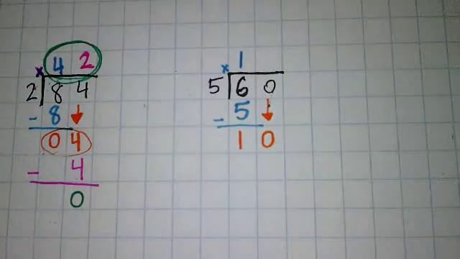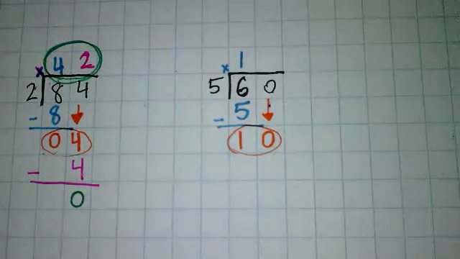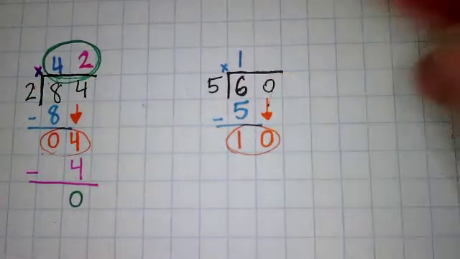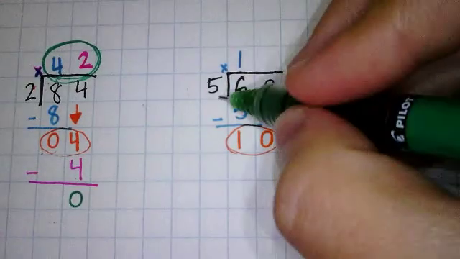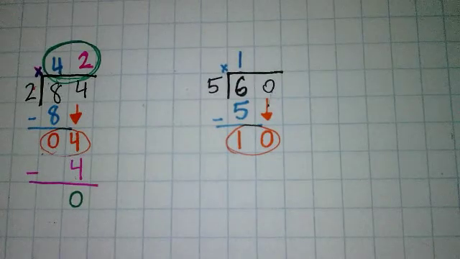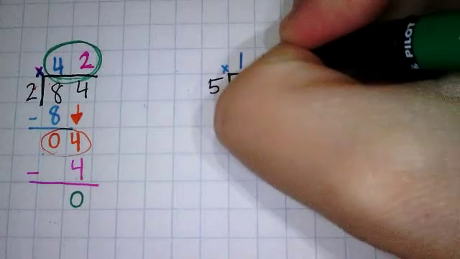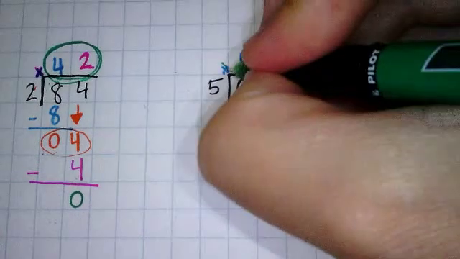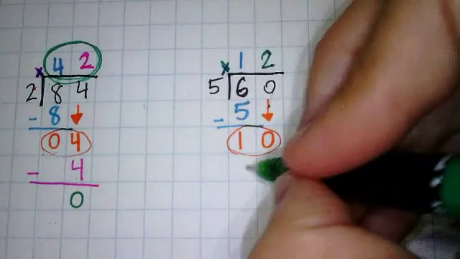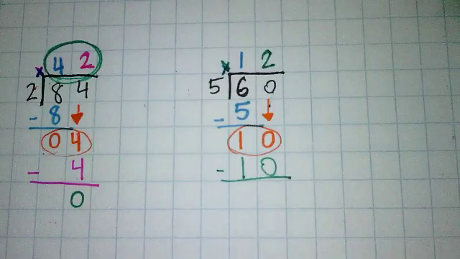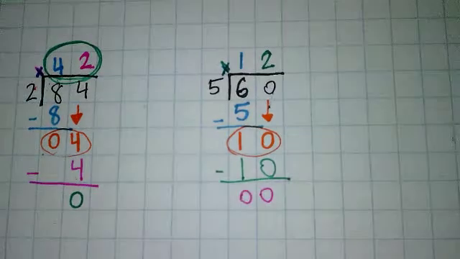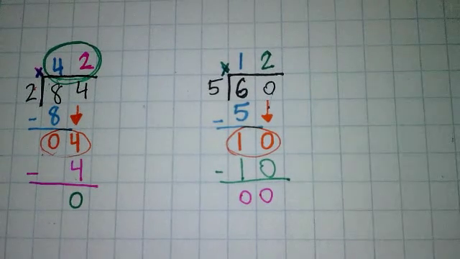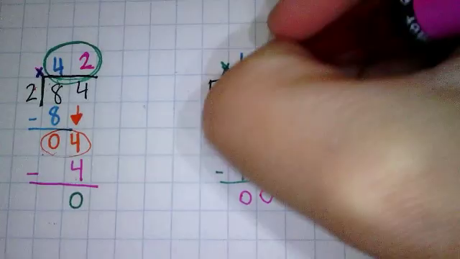What's my new number here? 10. So now I'm trying to figure out how many times 5 goes into 10. Joshua? 2 times. Everyone agree? Yeah. What's 5 times 2, Joshua? It's 10. So all I have to do here is subtract. When I subtract, what do I get? 0. Do I have anything else to bring down over here? No. So my answer is 12.